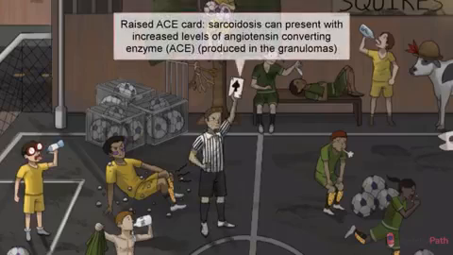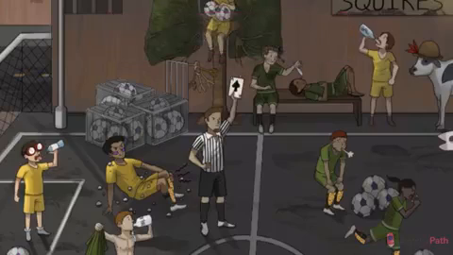Just a warning, or? That raised ACE represents a nonspecific but fairly common finding in sarcoidosis, and that's increased levels of angiotensin converting enzyme, or ACE. This is yet another enzyme produced by the granulomas themselves. This serologic marker can be found in other diseases as well, and has no specific clinical utility, but you'll see it in a question stem or two on the exam, so keep an eye out for it.